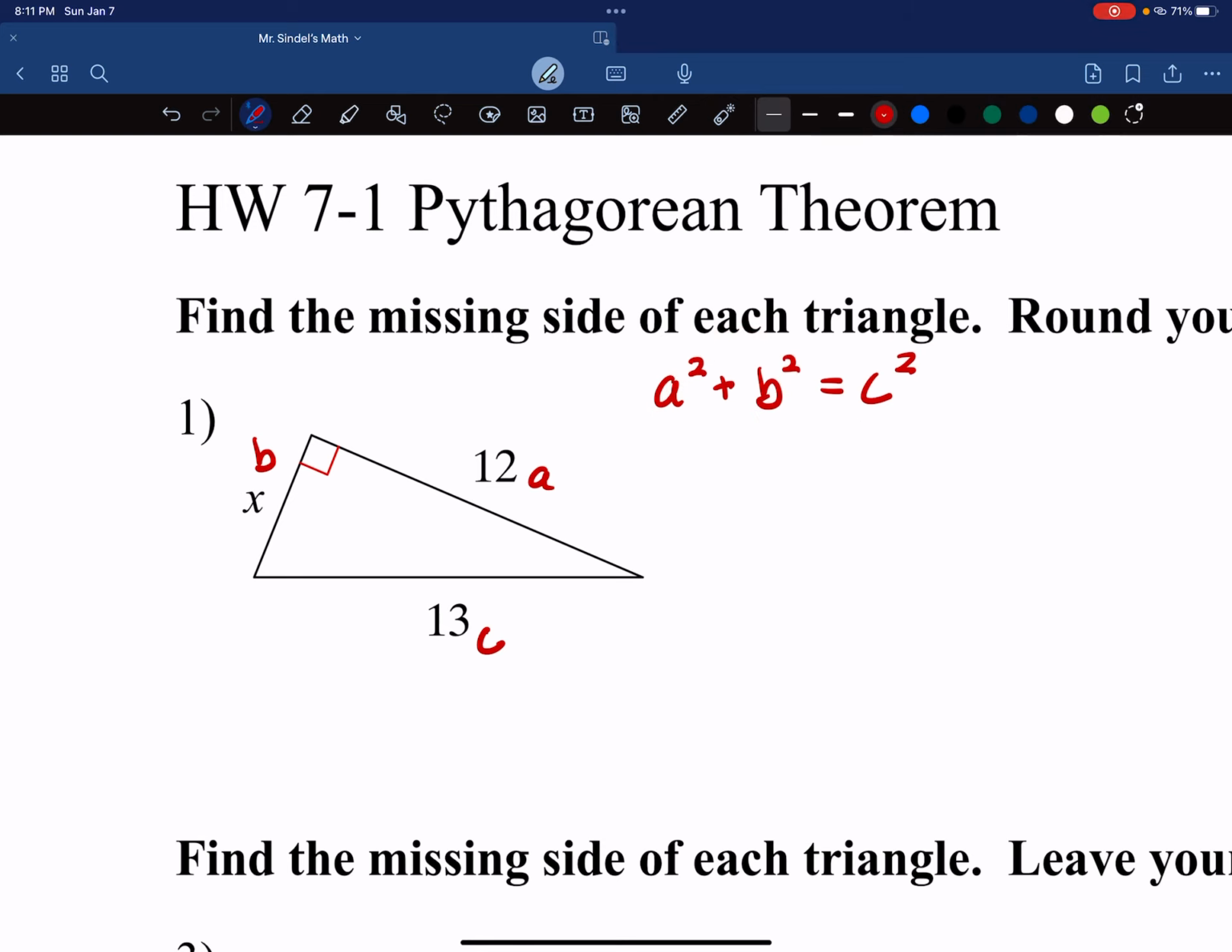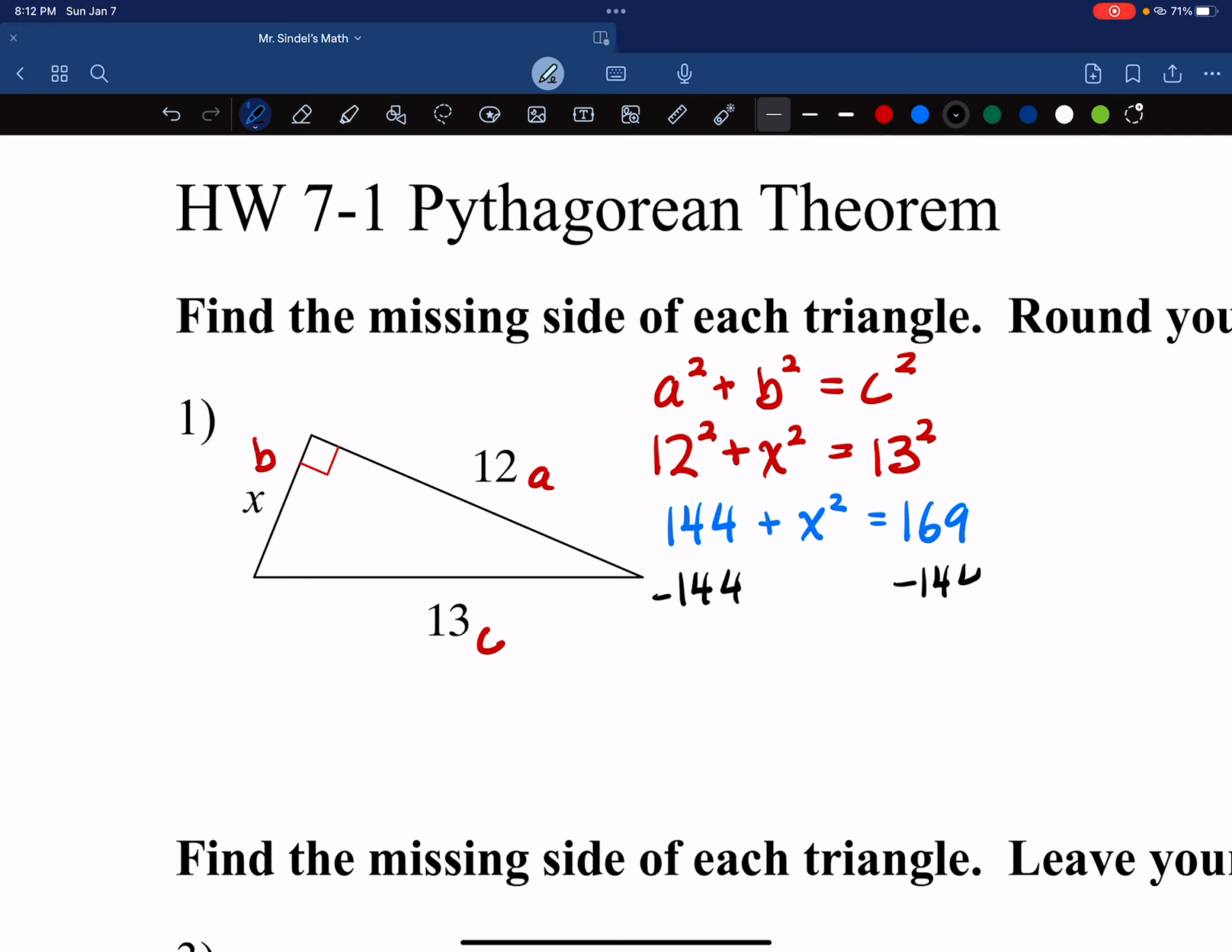All right, so I'm gonna plug things in. I'm gonna say that I have 12 squared plus x squared is equal to 13 squared, and then I'm just gonna multiply these out. So I have 12 squared, which is 144. Here we go. 144 plus x squared, can't do anything there, and leave that equal to 13 squared, which is 169. And then from here, I'm just going to subtract 144 on both sides and get x squared is equal to 25. Then I just need to undo that square by square rooting, and x therefore is equal to the square root of 25, which is 5, and I can box that answer.